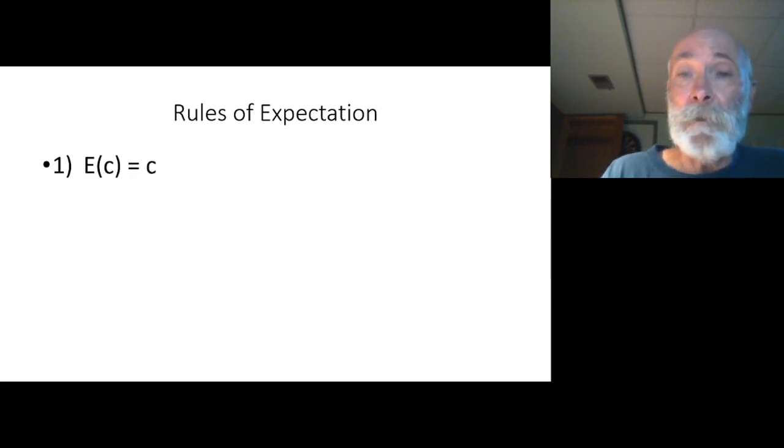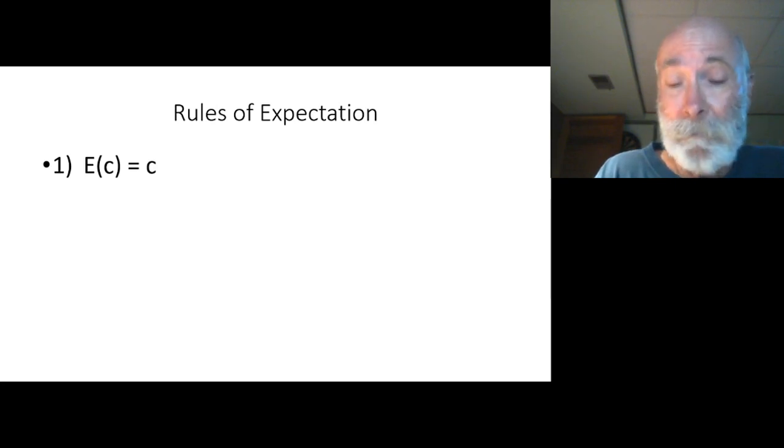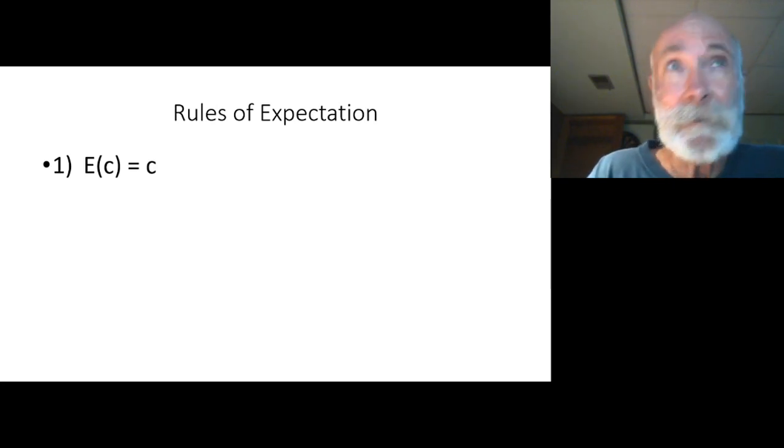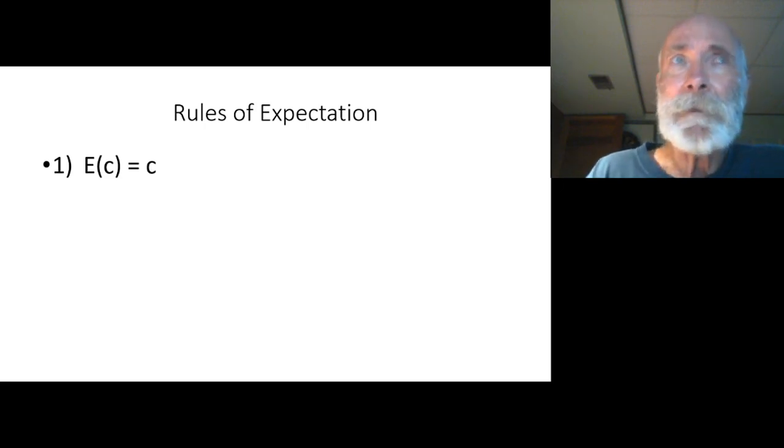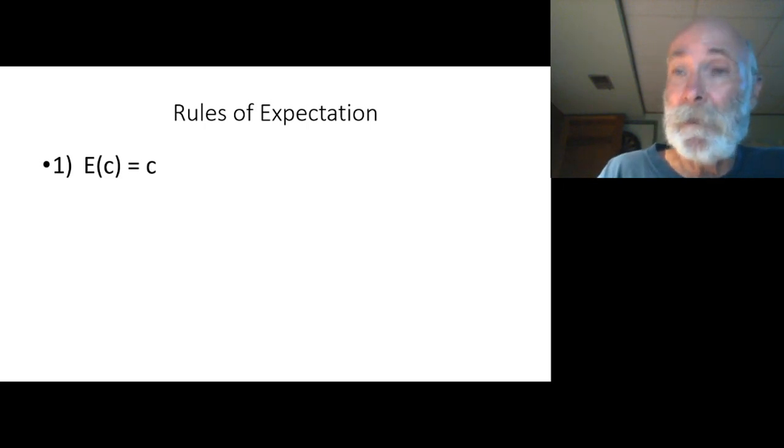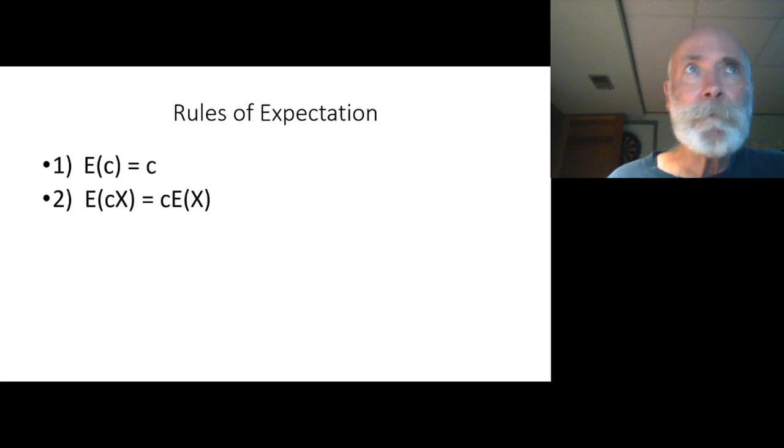So let's now begin with the rules of expectation. And the expectation operator is exactly what it sounds like. What do we expect the value to be? So here, c is a constant. What's the expected value of a constant? Well, if the constant is equal to 10, what do you expect the value of the constant to be? Well, we expect it to be 10. So the expected value of a constant is the constant itself.